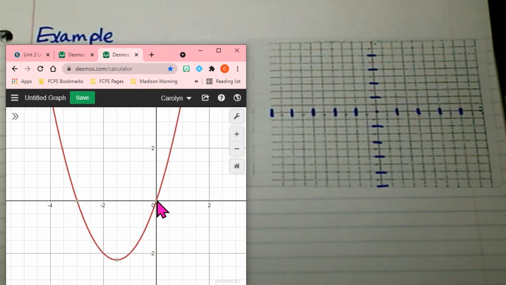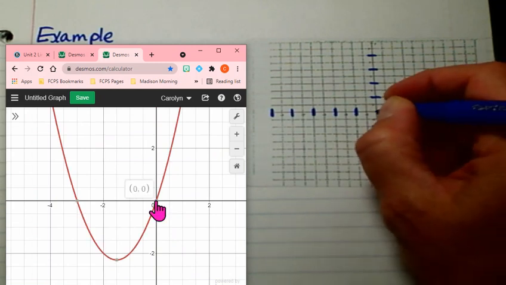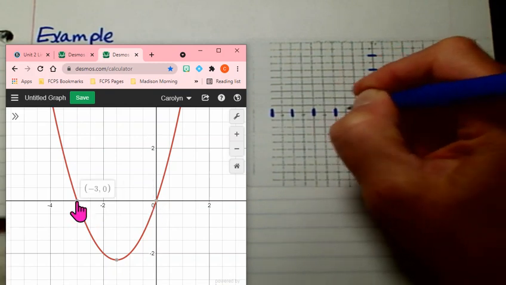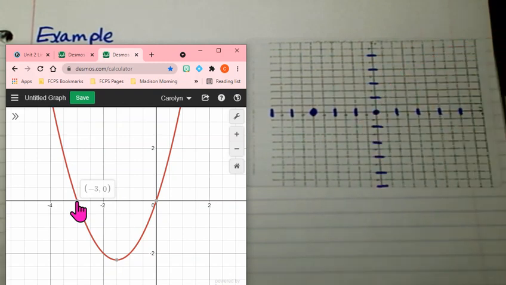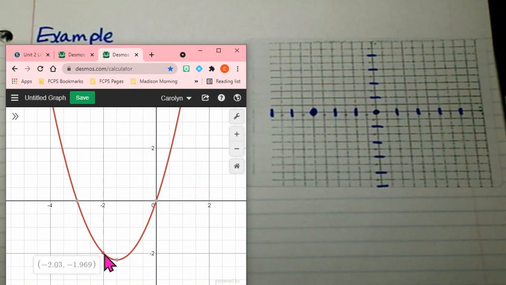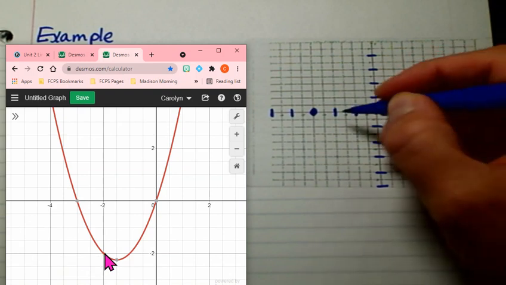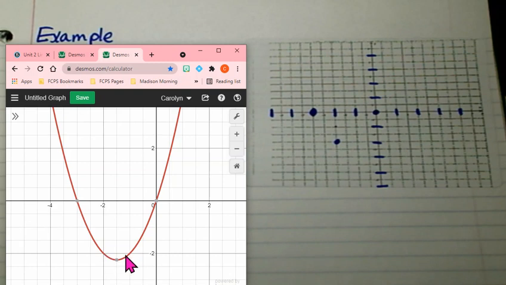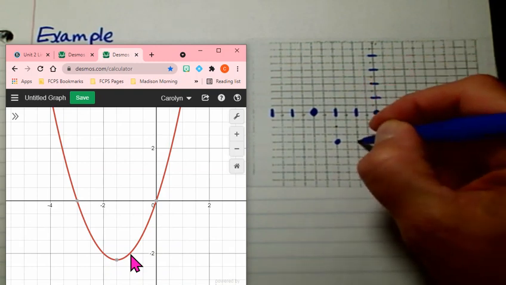So I'm just going to pick a few key points. 0, 0 looks pretty decent. -3, 0. Okay. I'm looking for integer coordinates because those are easier to graph. Okay, so -2, 2 seems like a pretty decent point. Okay, so -2, 2. Oh, this one looks pretty good. Right, parabolas are symmetric, so -1, -2.